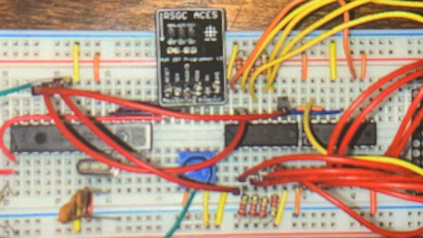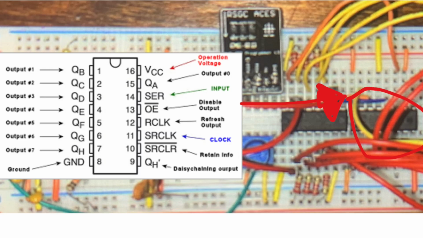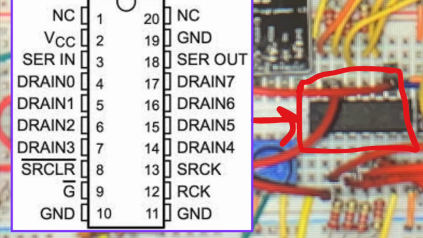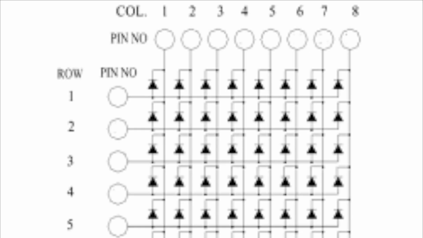An important part of the matrix animation project is the two shift registers. First, there is the 595 shift register. This shift register is close and similar to the TPIC register with one key difference. The TPIC can take much more amperage than the 595 can.